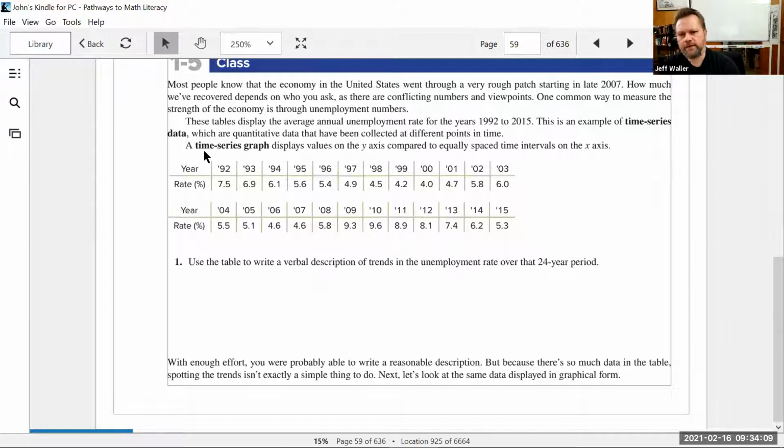All right, they make it sound all official. A time series graph, whoop-de-doo. That's just going by year, right? So over the years, what was the unemployment rate? Is that what this is? Let's see. Unemployment, okay. Can somebody tell me the trend from like the early 90s to the beginning of the 2000s? What was the trend in the unemployment?